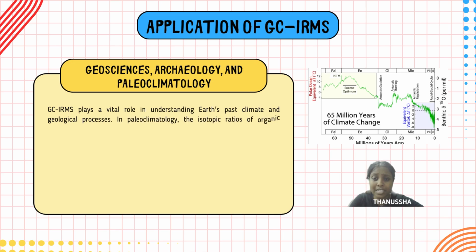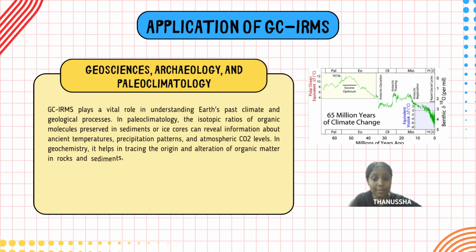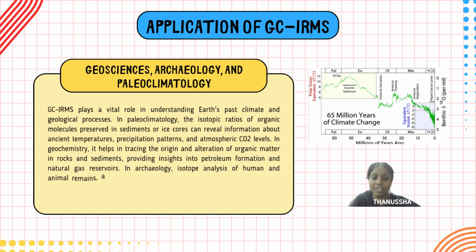GC-IRMS plays a vital role in understanding Earth's past climate and geological processes. In paleoclimatology, the isotopic ratios of organic molecules preserved in sediments or ice cores can reveal information about ancient temperatures, precipitation patterns, and atmospheric carbon dioxide levels. In geochemistry, it helps in tracing the origin and alteration of organic matter in rocks and sediments, providing insights into petroleum formation and natural gas reservoirs.